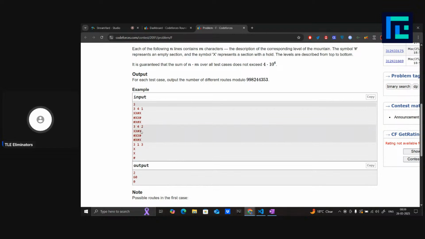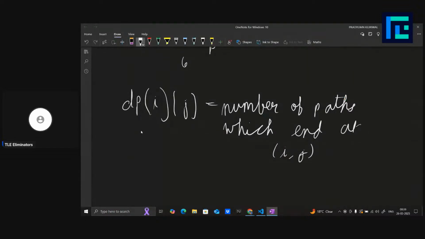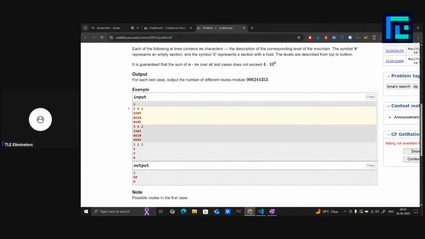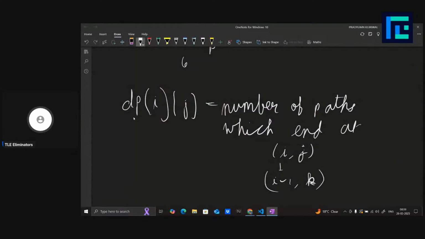So from i,j, where can we go? Either we can go up, so we can go from i to i minus 1, to some k, because up is i minus 1. We are going from i to i minus 1, and from j to some k we can go, such that the distance between these two points should be less than or equal to d.